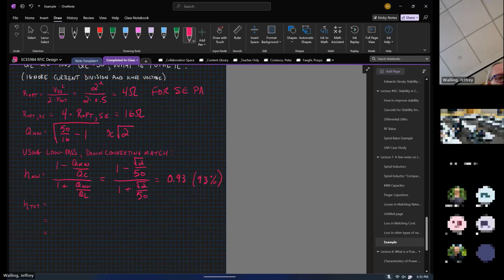Now, our total efficiency is the efficiency of a class B times the efficiency of our network times technically the efficiency of a current division. But I told you to ignore that. Now, we haven't quite learned this yet, so it's a little bit awkward, but you'll take it from me right now. Efficiency of a class B is 78.5%. Efficiency of our network was 93%. And that means our total efficiency is about 73%.